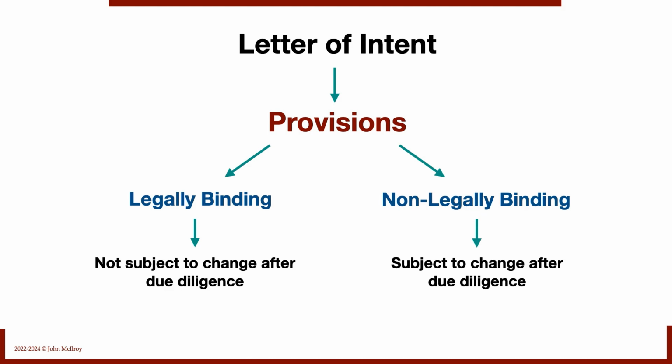So non-legally binding provisions are typically ones where, if we're not getting what we thought we were going to get, we're going to change some of these provisions. But now go over to the left to the legally binding ones. How are they different? Because it doesn't really matter what we find in due diligence, right? We're still going to be legally bound to that provision. Something like confidentiality. Due diligence doesn't have an impact in terms of whether they're still going to be in play or not.